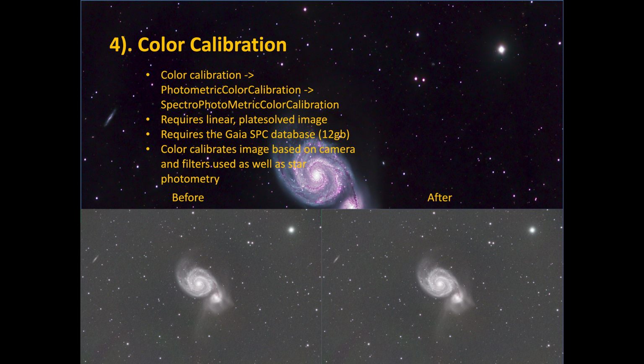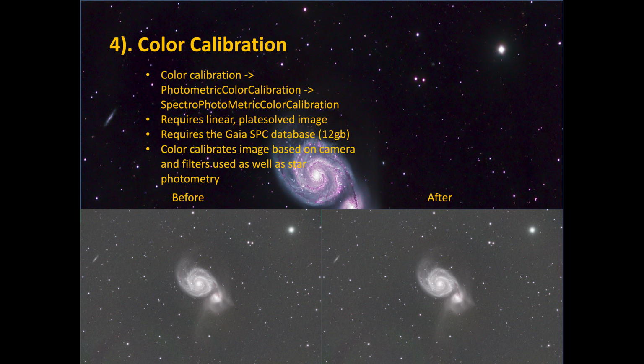Next, we have color calibration. This has undergone a lot of iterations, especially in PixInsight. It used to be called color calibration, then it was photometric color calibration, and now the one everyone likes is spectrophotometric color calibration, or SPCC.